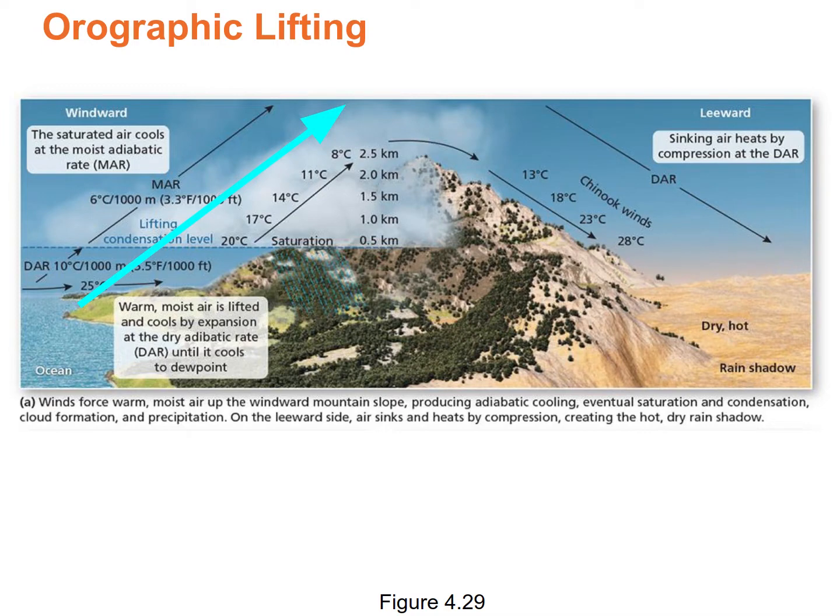On the other side of the mountain, if conditions are stable, the air will sink, but in any event, it's not going to rise anymore, so you don't get any more cooling, you don't get any more condensation, you don't get any more rain. As the air sinks, it'll heat up, get compressed, and dry out, and so you have these usually warm winds blowing downslope.